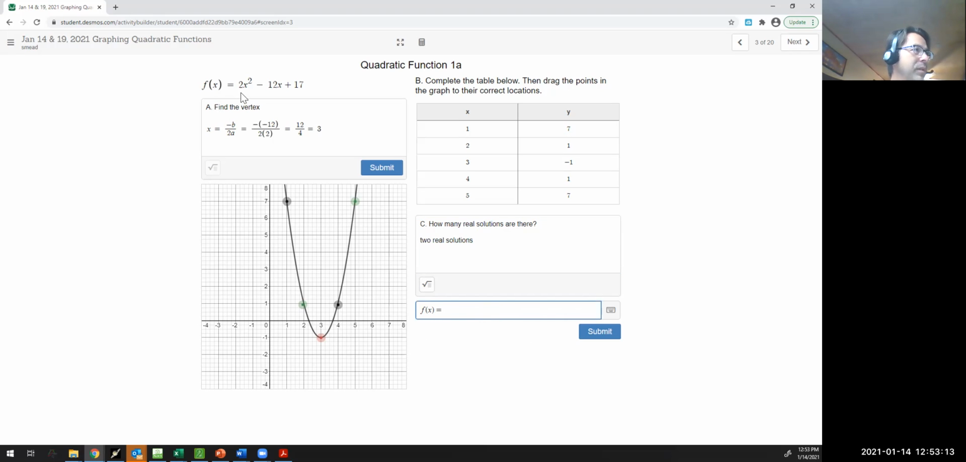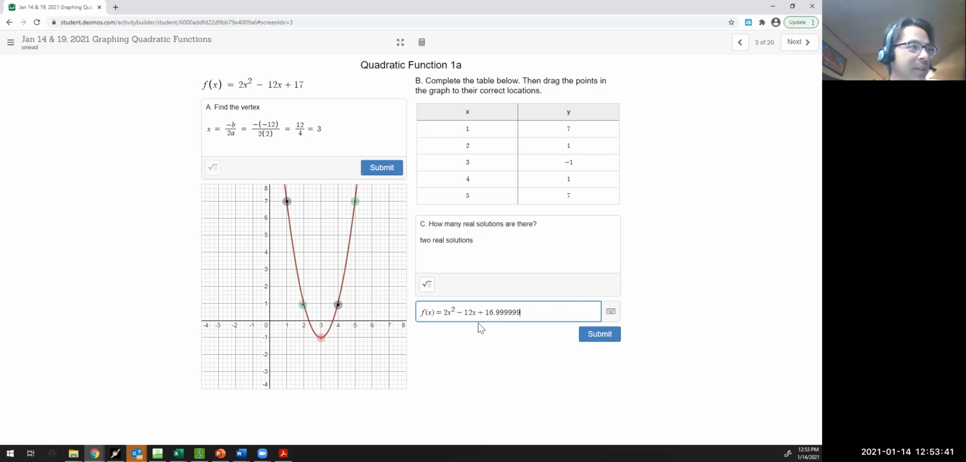You're going to type in the original equation. Minus 12x plus 17. Watch what happens when I do plus 15. See how close it is? Now I'm going to do plus 16. It's getting closer. Plus 16.5. See how close that is? 16.9. 16.99.